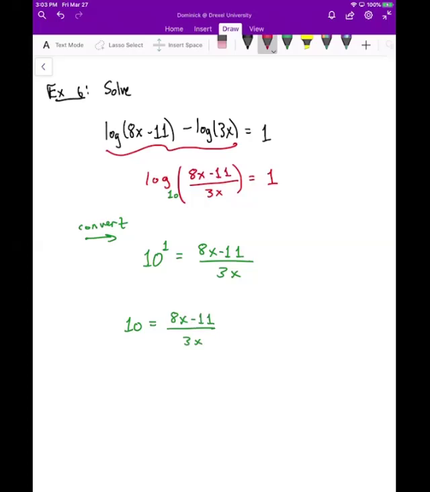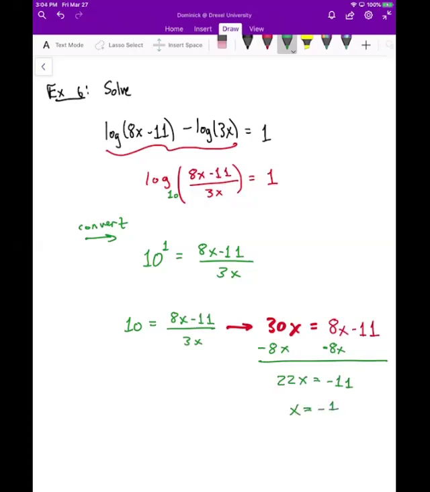Well, so to solve this, we would multiply both sides by 3x, so we're going to get 30x is equal to 8x minus 11. So let's subtract our 8x from both sides. And we get 22x is equal to minus 11. So then if we divide by 22, we get x is equal to minus 1/2.